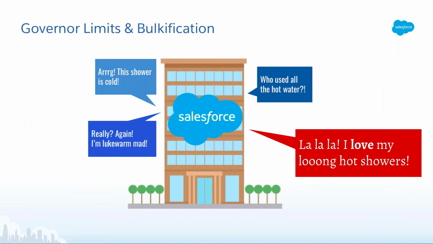Okay, so you may have heard the terms governor limits and bulkification, but let's talk about what they are and why we should actually care about them. So imagine your Salesforce org is an apartment in a large apartment complex. There are hundreds, maybe thousands of other apartments in this complex, but only one very large hot water heater. Imagine there's one resident who took super long showers and used up all the hot water in the complex. The rest of the tenants are pretty angry.